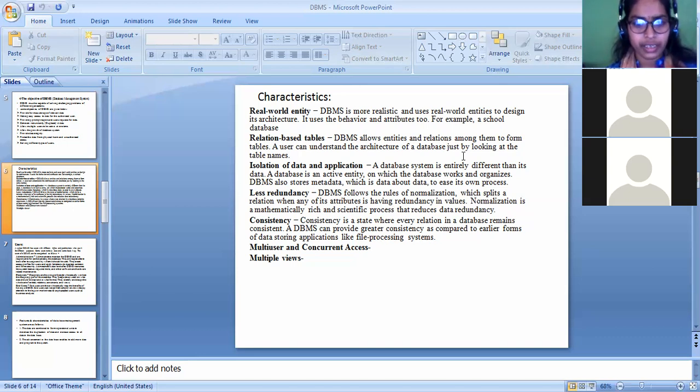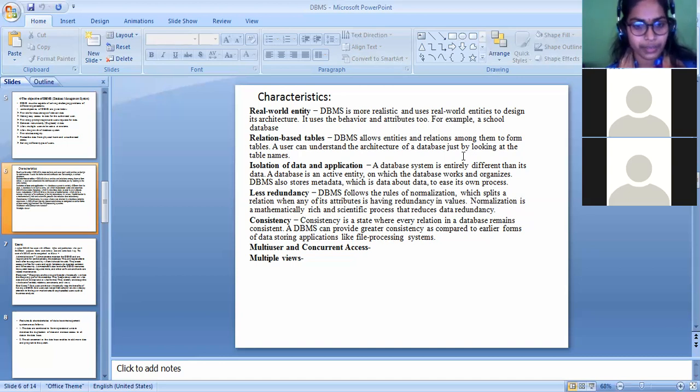It's all an active work, no? So database is an active entity. All that data can be saved in database. Less redundancy. Database follows rules of normalization, which applies to a relation when any of its attributes has redundancy in values.